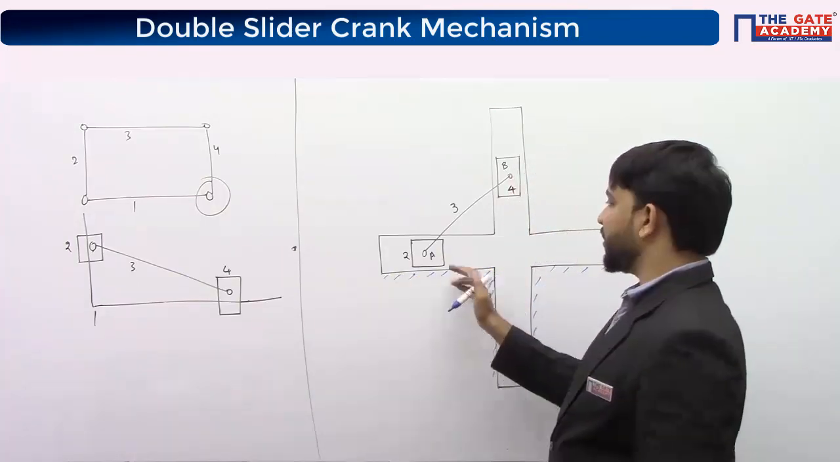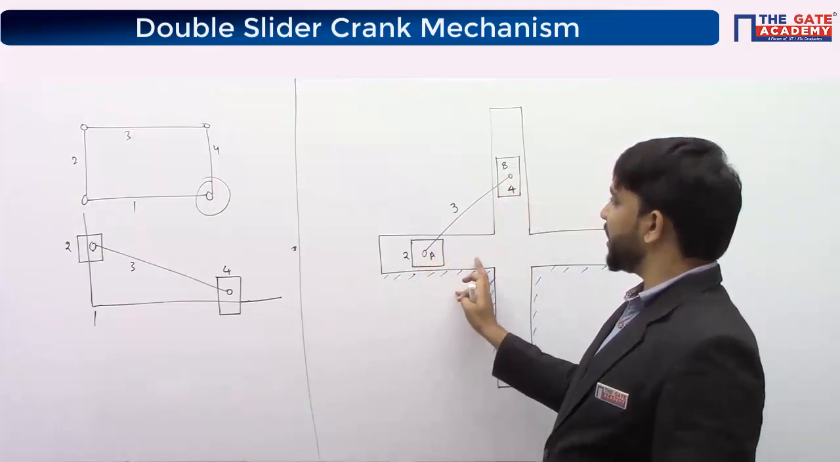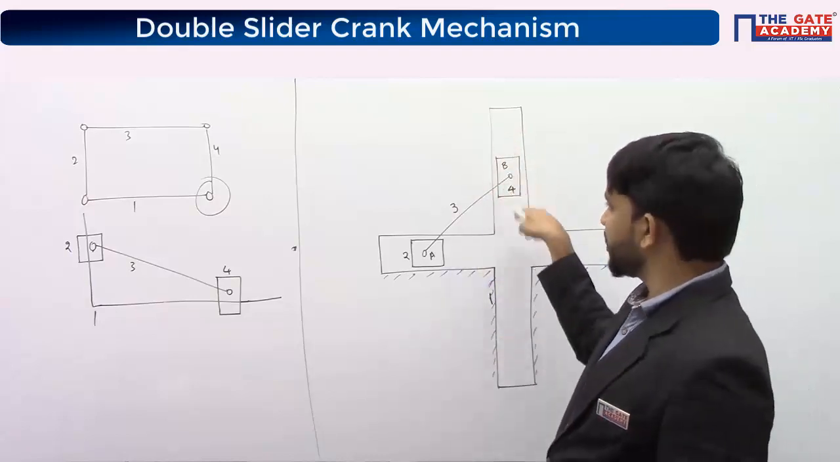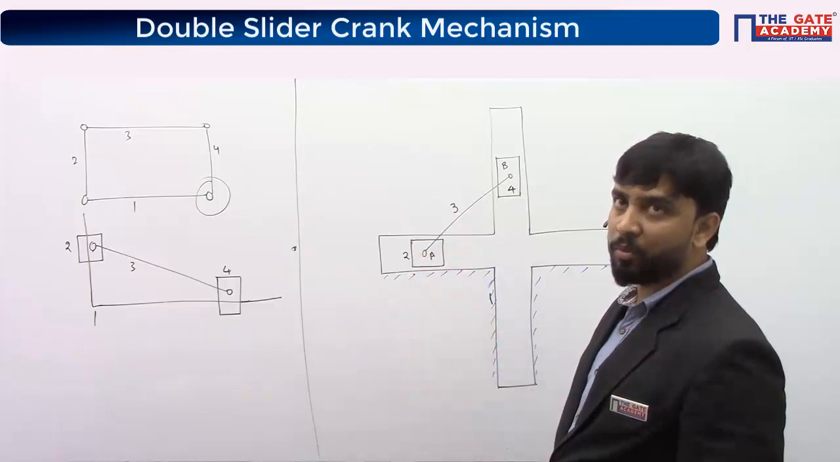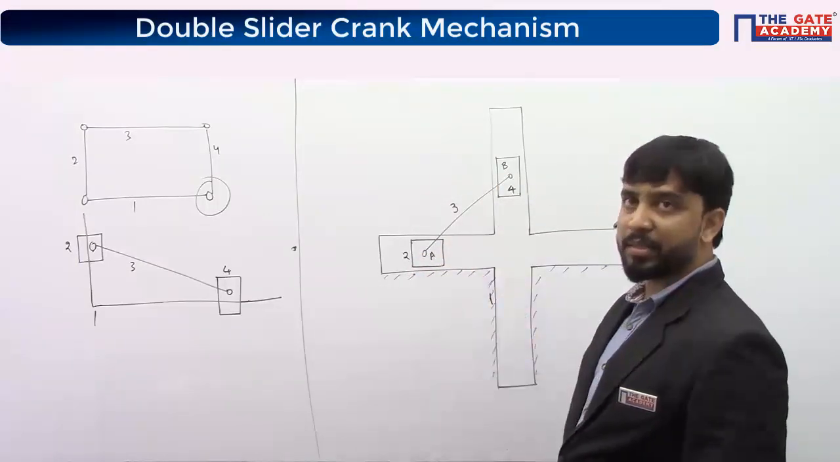When you fix the guide, these sliders are free to move. You can move these sliders. When I move this slider, slider B will be moving accordingly, either up or down. Or when I move slider B, slider A will be moving. And the points on this link will be moving in this plane.